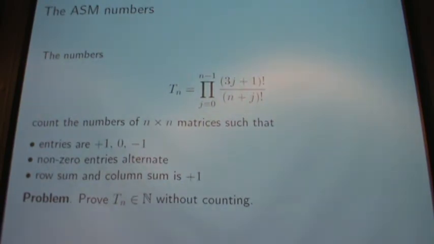Okay, here's a homework problem. Do the same thing for these guys. These are some famous numbers, the alternating sign matrix numbers. You all know what they count. I think it's a very interesting homework problem for your number theory class to prove that these numbers are integers without counting. You need to do something. It's not so easy, but it's doable.